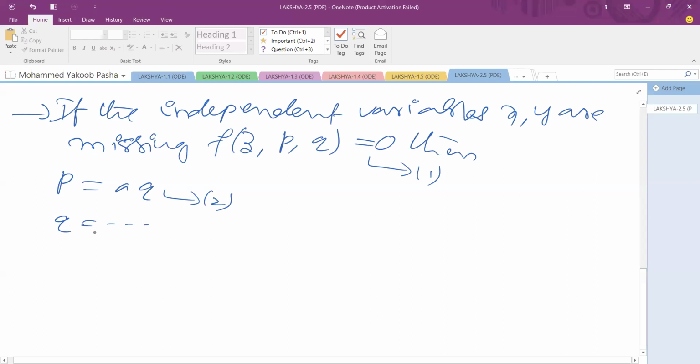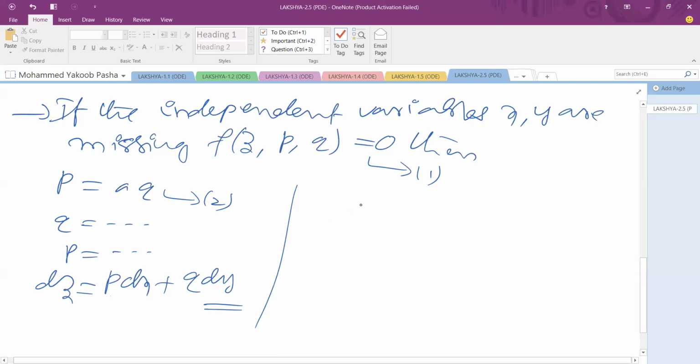Once the q value comes, substitute it again in equation 2, and the p value comes. Therefore, the general solution can be obtained by putting the p and q values in the equation dz = p dx + q dy. After integration we get the general solution.